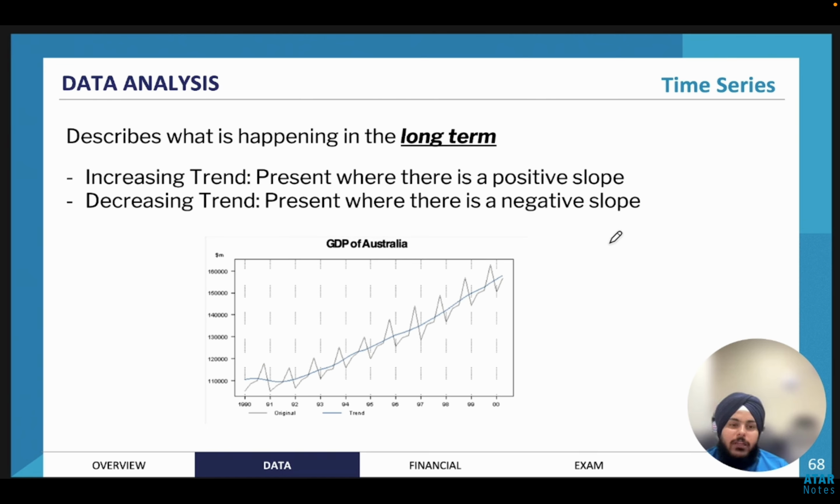So when we're describing trends in this time series plot, and it's called a time series plot because it's representing a distribution of values over time, we can have two different types of trends. We can have an increasing trend, where the value has a positive slope, or we can have a decreasing trend, where the value has a negative slope. So in this case, we have a positive or an increasing trend.